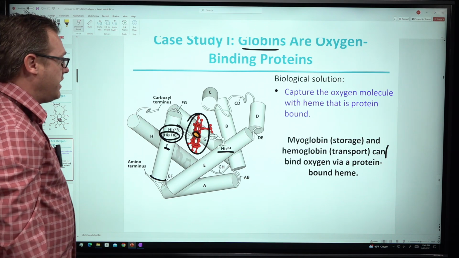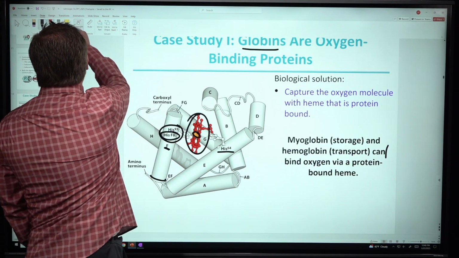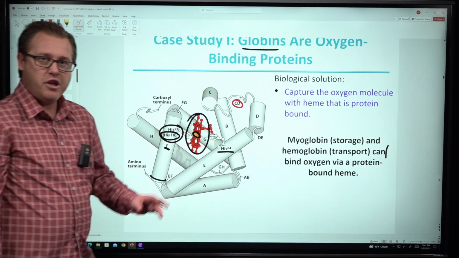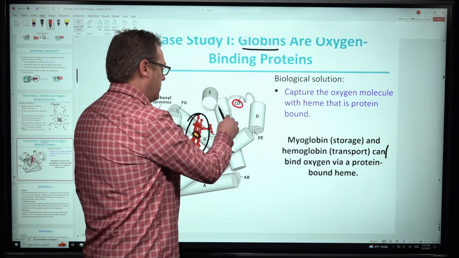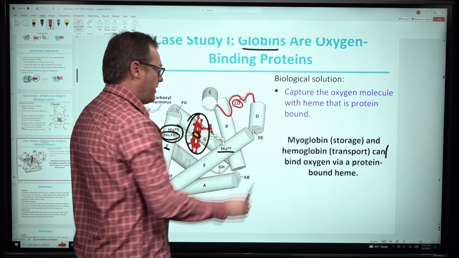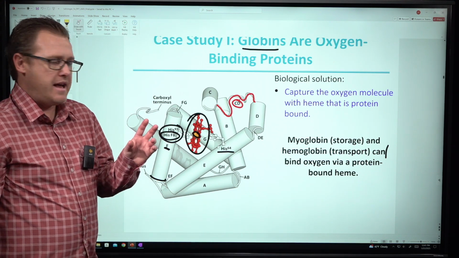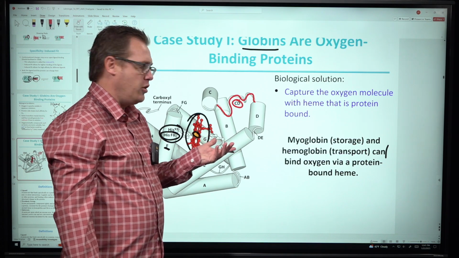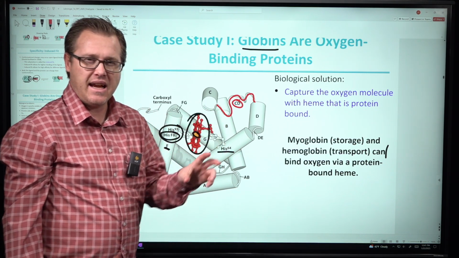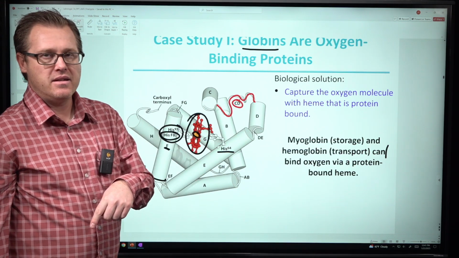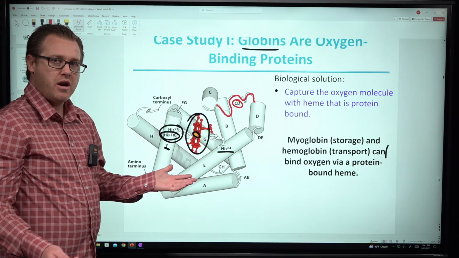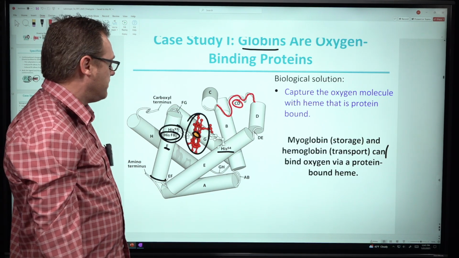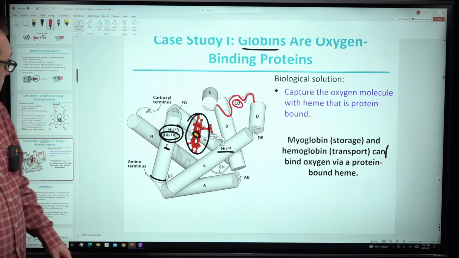Okay, and then you see this term right here, CD, and that's pointing to that structure right there. So that loop that connects the C alpha helix and the D alpha helix, we call that the CD loop because it's connecting those 2 alpha helices.